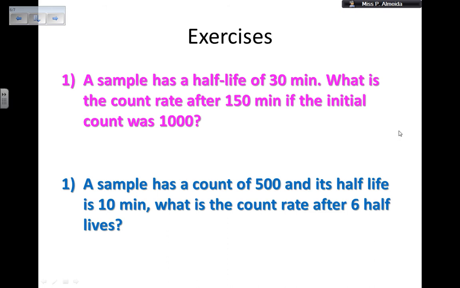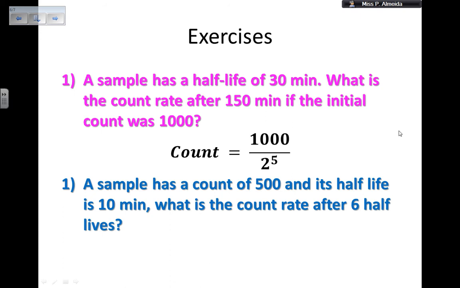So again, I could figure out how many half-lives I have, so how many times 30 fits in 150, and then figure out the number of half-lives. That's 5 half-lives, and I could either do 1,000 divided by 2 5 times, or I could get that the count will be 1,000 divided by 2 to the power of 5. And this would give me a number.